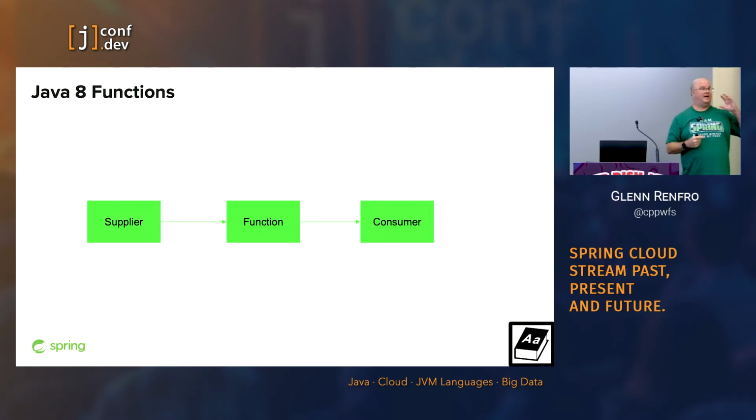So we're going to talk about writing functions today, and then we're going to show you how we connect a function to our messaging framework without writing code, but in fact, just setting up some properties. We're going to let Spring help us do that, okay?